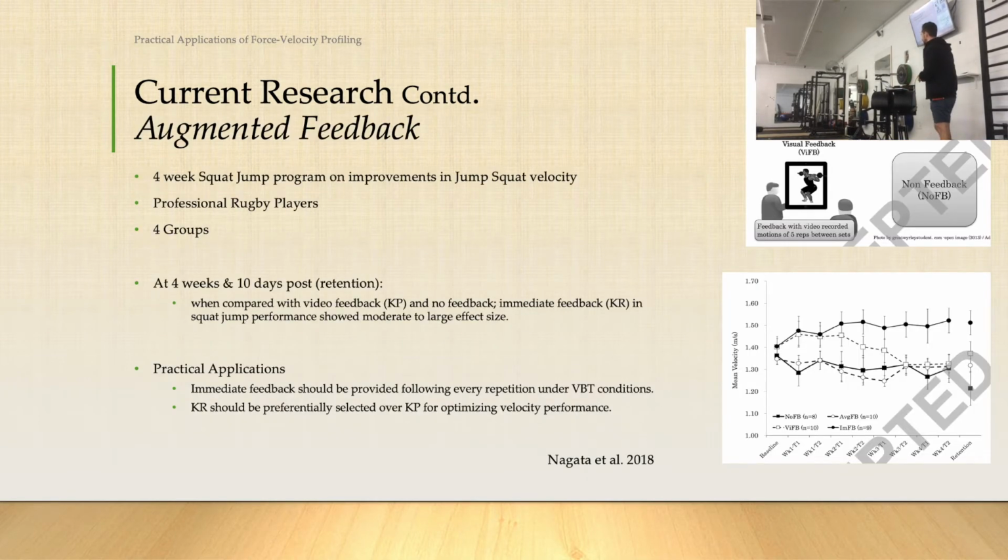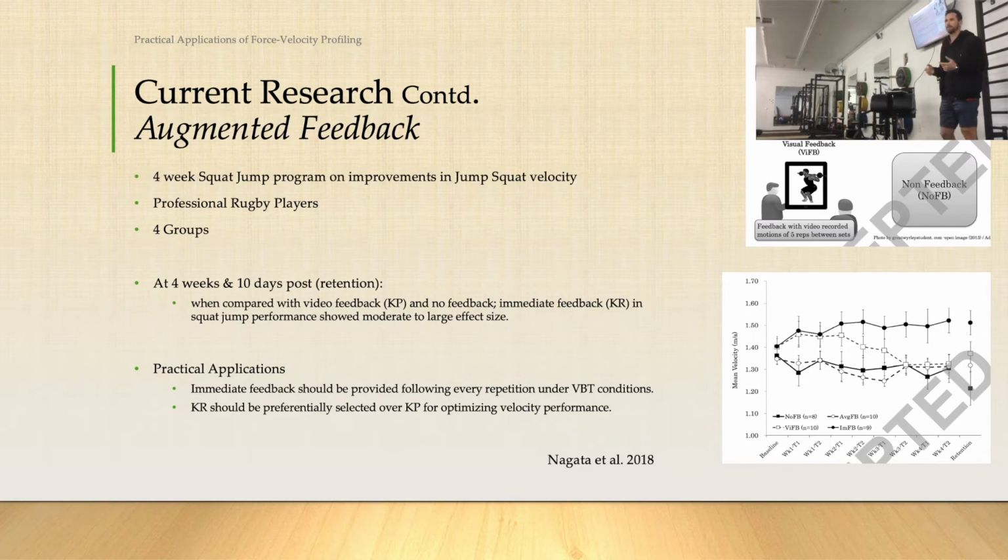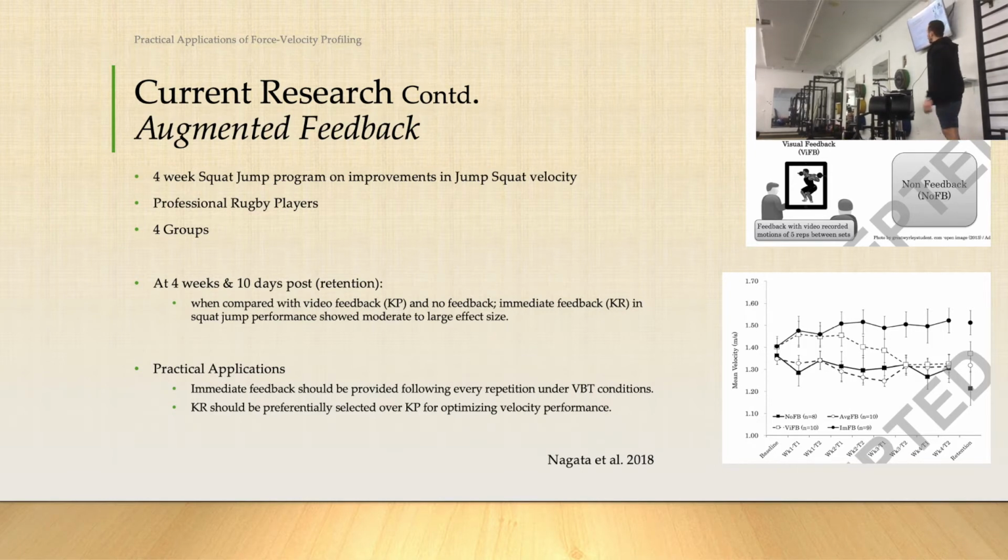Augmented feedback, which is the knowledge of results or knowledge of performance. So in this study, they took professional rugby players, put them into 4 groups. They gave them either immediate feedback, feedback as an average after the set. They showed them a video or they gave them no feedback. And the ones that were given feedback after every rep continued to increase their movement speed, and then were able to retain that after a period of 4 to 6 weeks, I think.